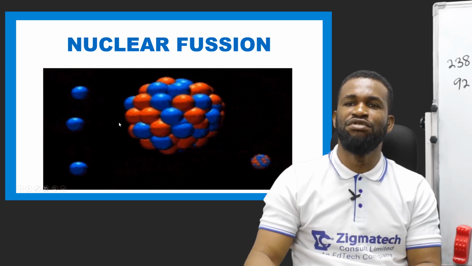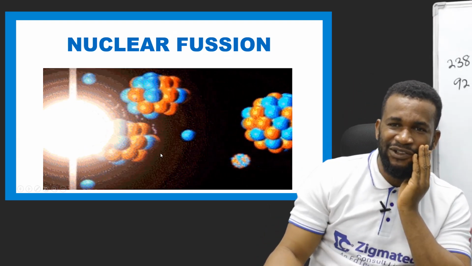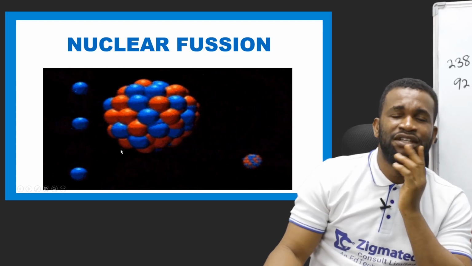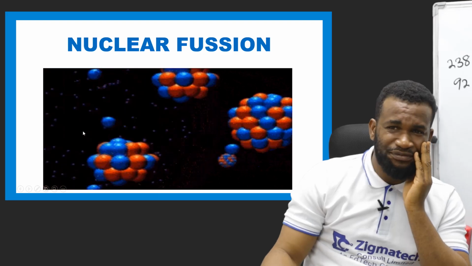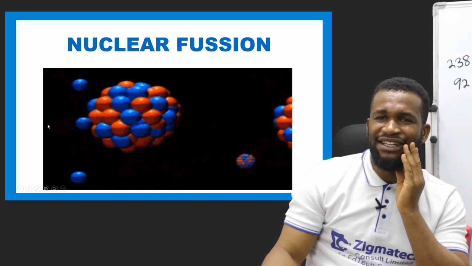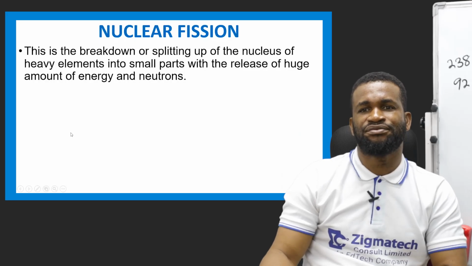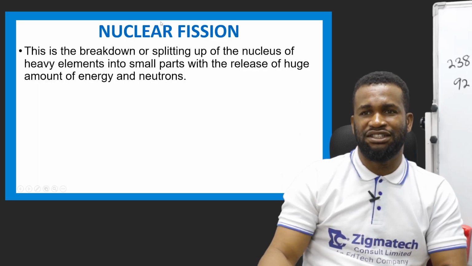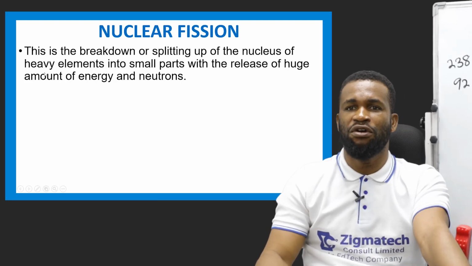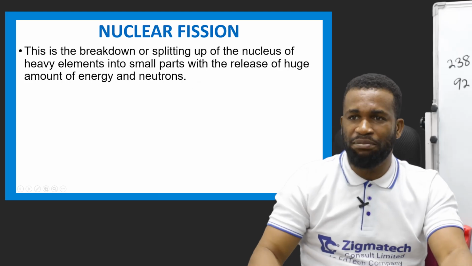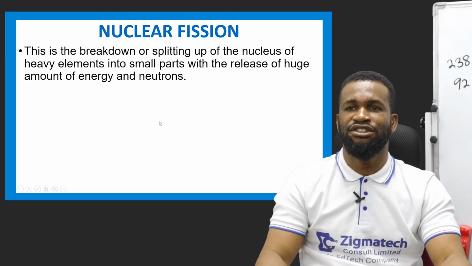And this is really what has happened in the production of the sun. We have not really been able to produce the sun because of the high temperature needed for that effect. So when we also look at fission, it is the breakdown or splitting up of the nucleus of a heavy element into smaller parts with release of a huge amount of energy and neutrons.